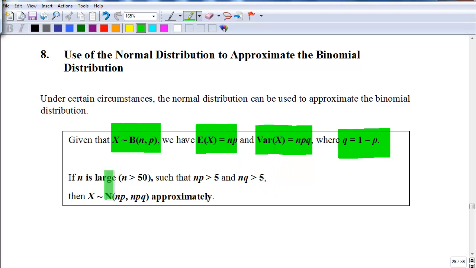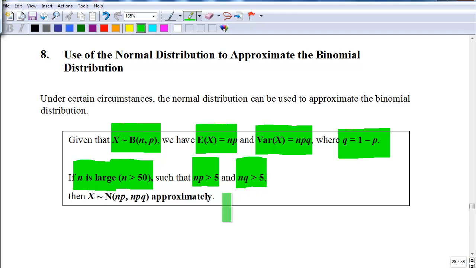Then the conditions that you need are, number one, n is large. And what do we mean by n is large? When n is bigger than 50. The n bigger than 50 is a yardstick for us to gauge whether something is large or not. Then the additional conditions are that np must be bigger than 5 and nq must also be bigger than 5. Then you can say that x is approximately normal with mean np and variance npq.